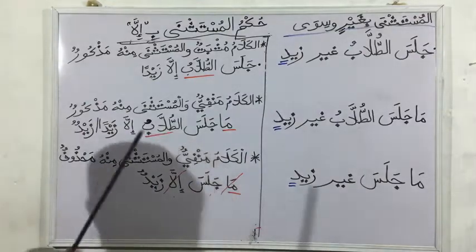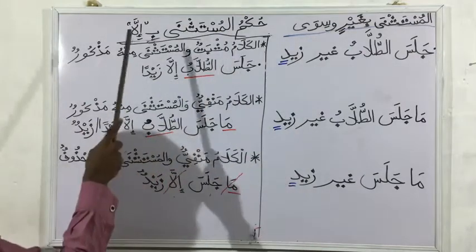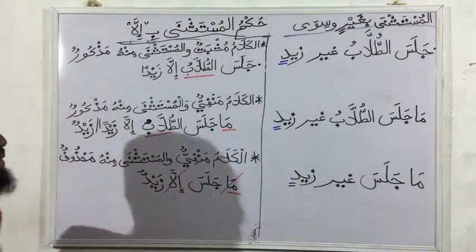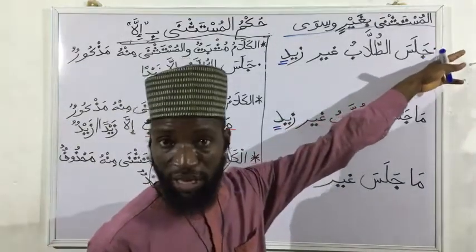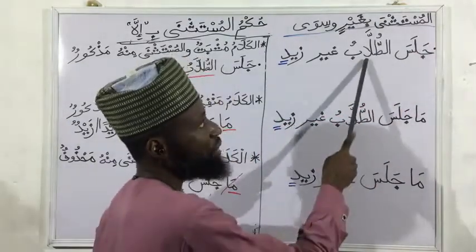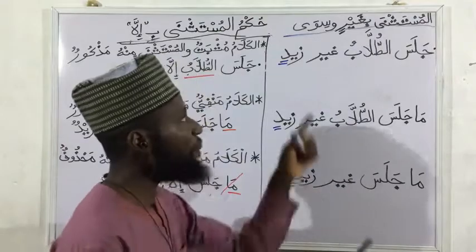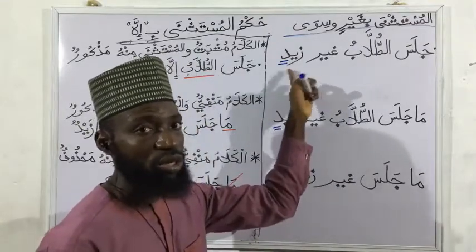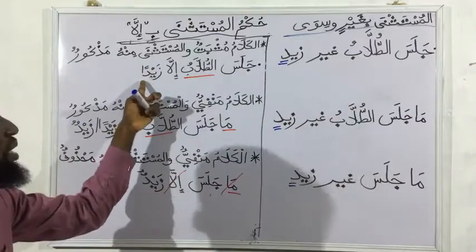So let's look at this. We said when your kalam is musbat and your mustasna minhu is mazkur, you can say the kalam is musbat, there is no negation, and your mustasna minhu, which is the student, is mazkur. So what happened to your mustasna? Your mustasna, yeah, is taking what?